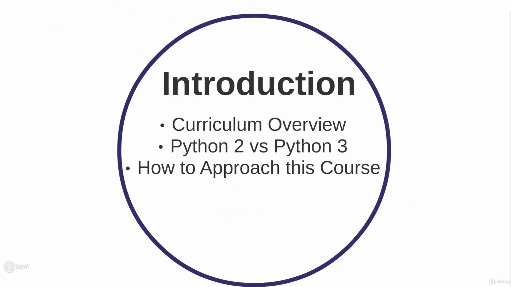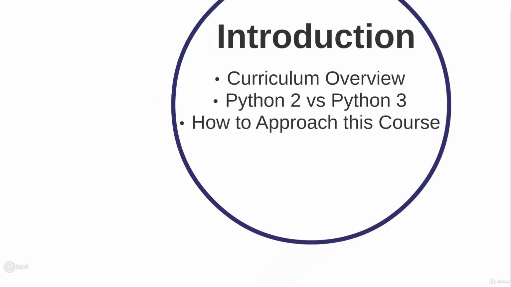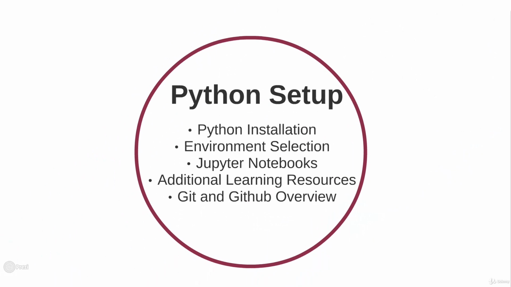First, this course starts off with an introduction section, including this overview, a discussion on Python 2 versus Python 3, and a lecture on how best to approach this course to maximize your benefits from taking this course. After that, we'll get started with a Python setup section. We'll learn how to install Python on your computer. We'll learn about environment selection. We'll learn about the Jupyter Notebook system. You'll get access to additional learning resources online, and then we'll have a brief overview on Git and GitHub.